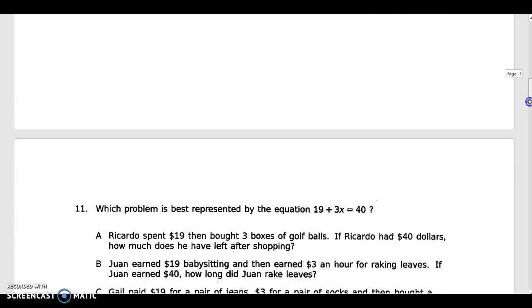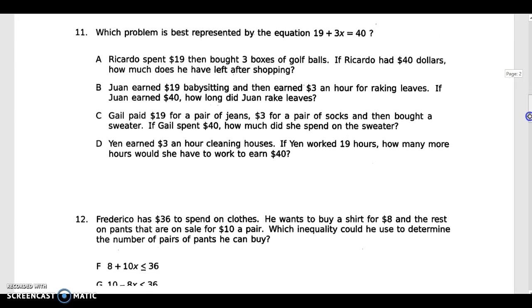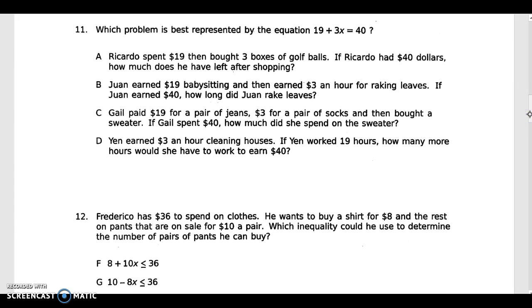Okay, so number 11. It says, which problem is best represented by the equation 19 plus 3x equals 40? Okay, so right here we have 3 with x, so just remember we need to be multiplying 3. So A says Ricardo spent $19 and then bought 3 boxes of golf balls. If he spent $40, how much does he have left after shopping?